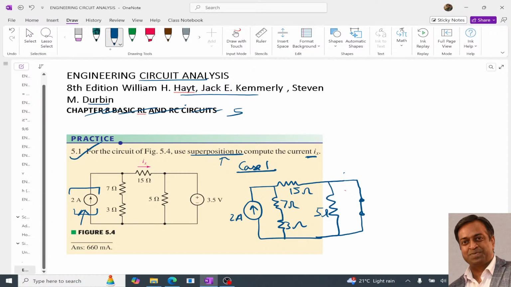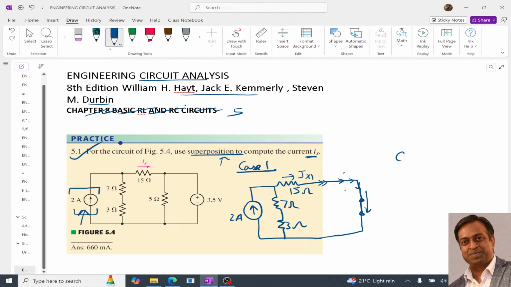And now in this circuit, this is Ix1. Since this 5 ohm is short circuited by this short circuit path, whatever current is there over here, all the current will just follow the short circuit path. So it means that the role of this 5 ohm will not be there. So our circuit will be something like this. So this is the circuit for case 1.